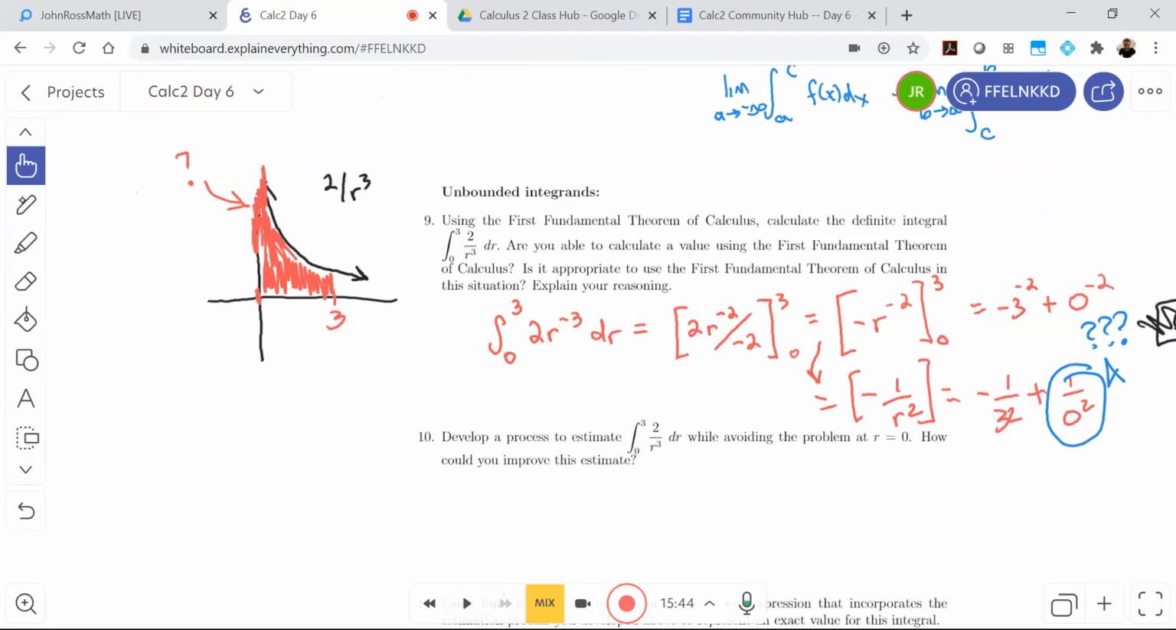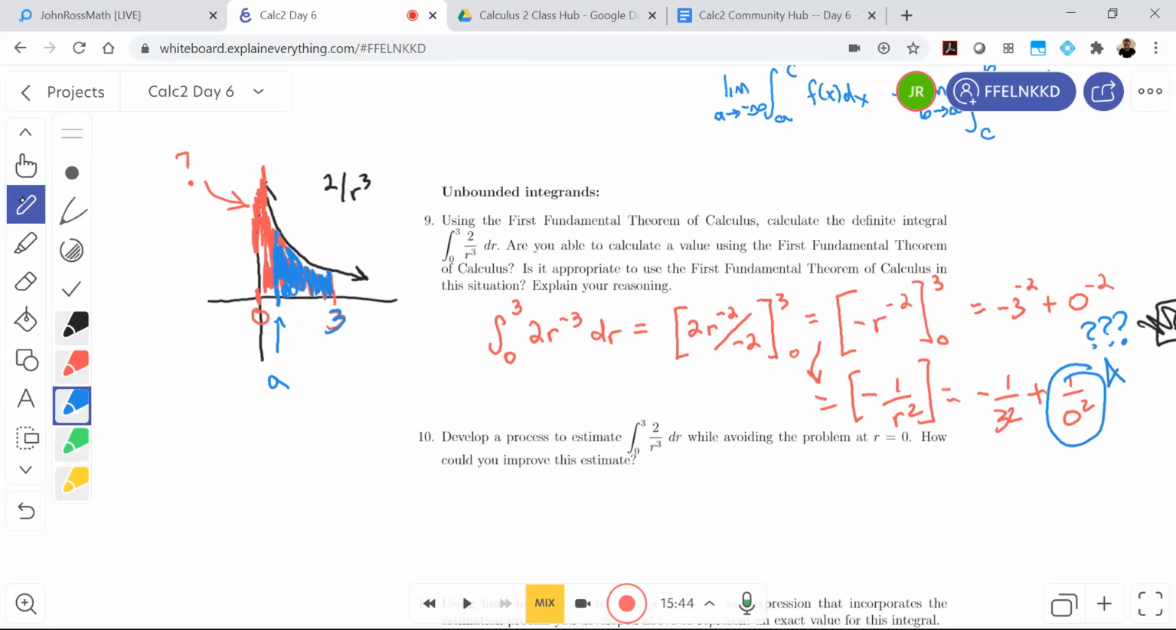Instead of taking the integral all the way from 0 to 3, as we've done here, we can instead take an integral from a to 3, right? So instead of taking that improper integral, we can take this integral, which is well defined, right? Our function is defined all the way from a to 3, no problem at all. So we're totally allowed to calculate an integral from a to 3 of 2 over r cubed dr.